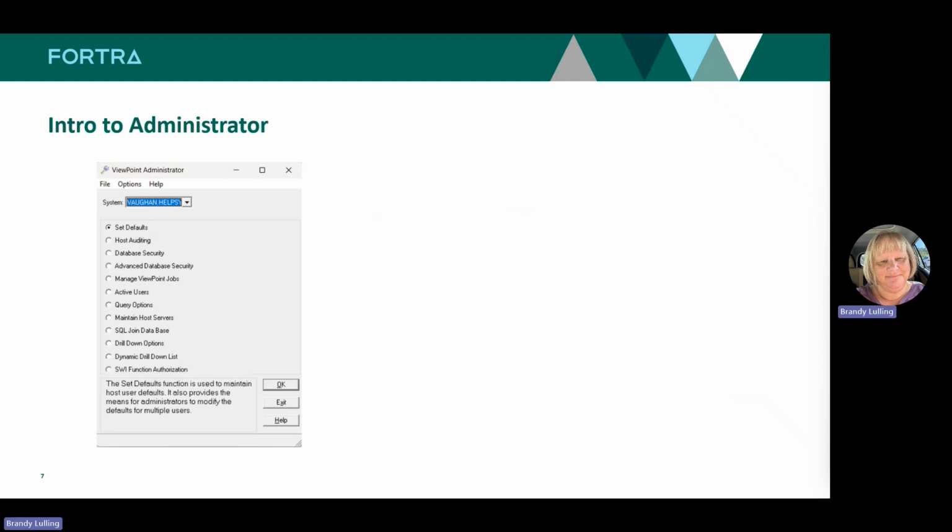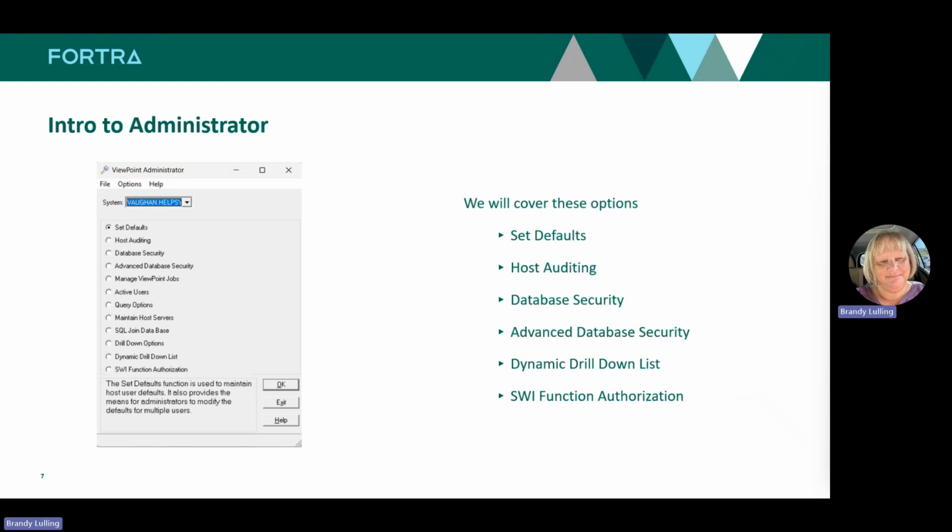So this is what the Administrator window will look like. And don't worry, we're not going to go through every single option, but we are going to touch quite a few of them. So set defaults, auditing, database and advanced database security, dynamic drill down lists, and the SWI function authorization. And then we'll talk about library lists as well for Viewpoint jobs, but that is done outside of the administrator.